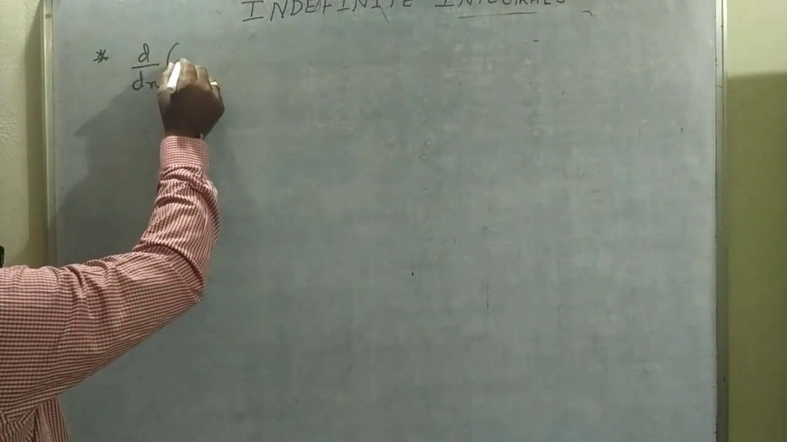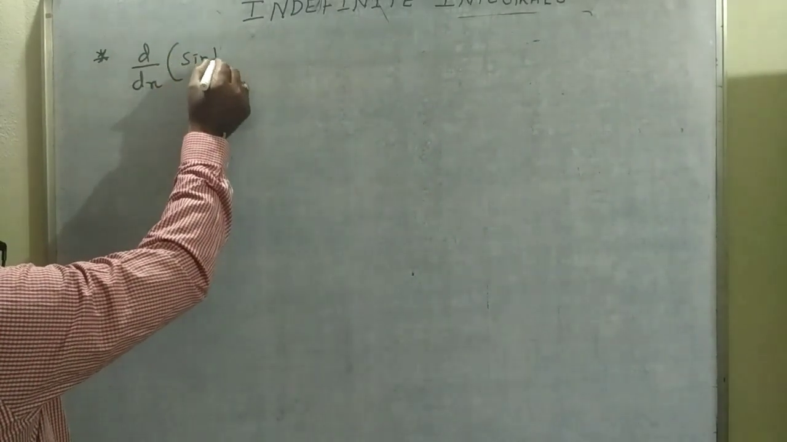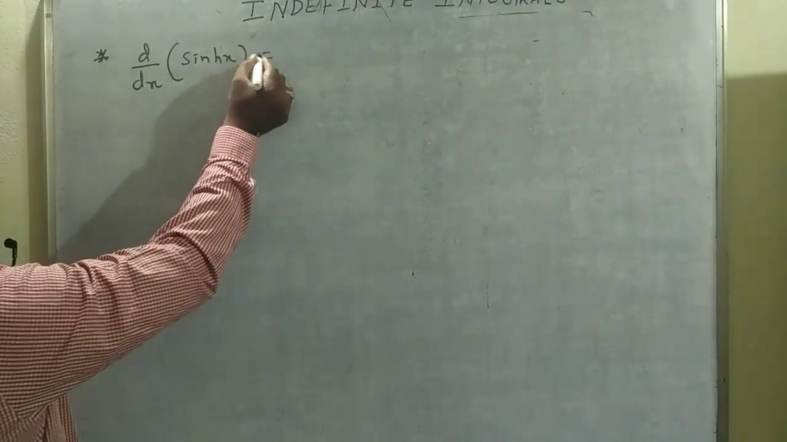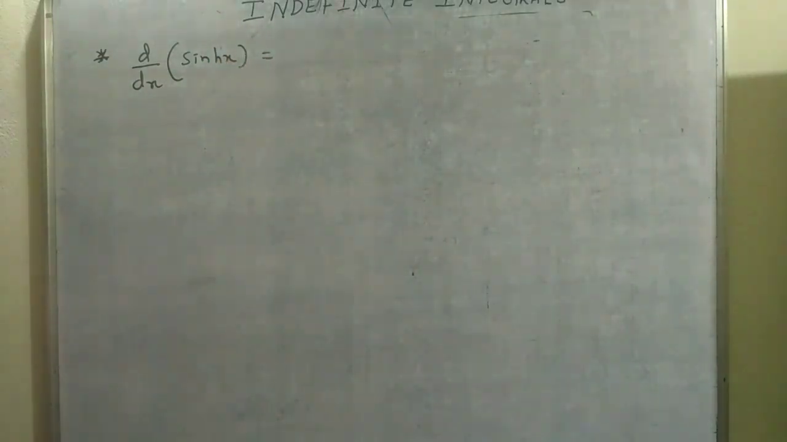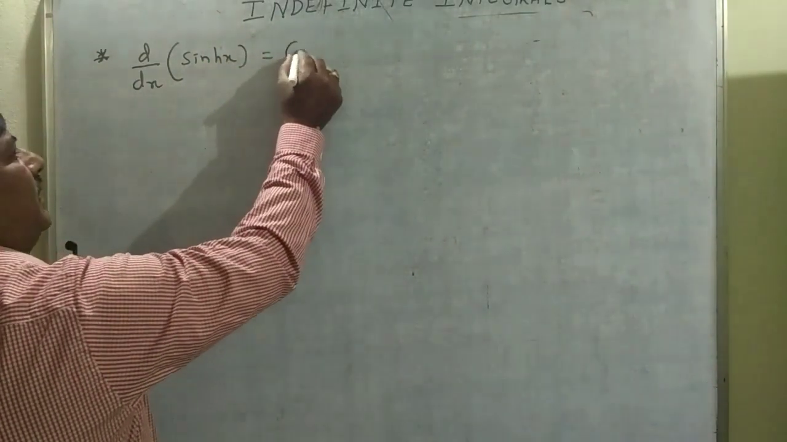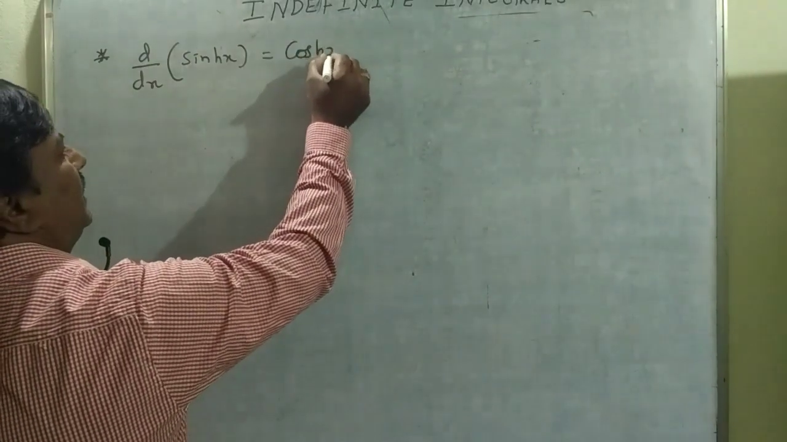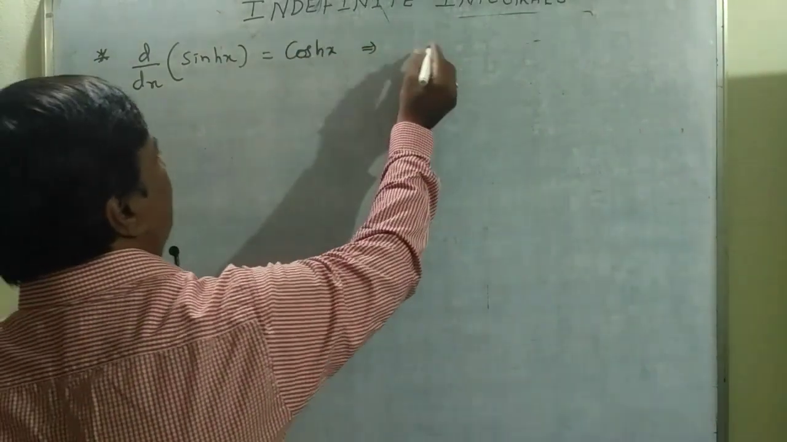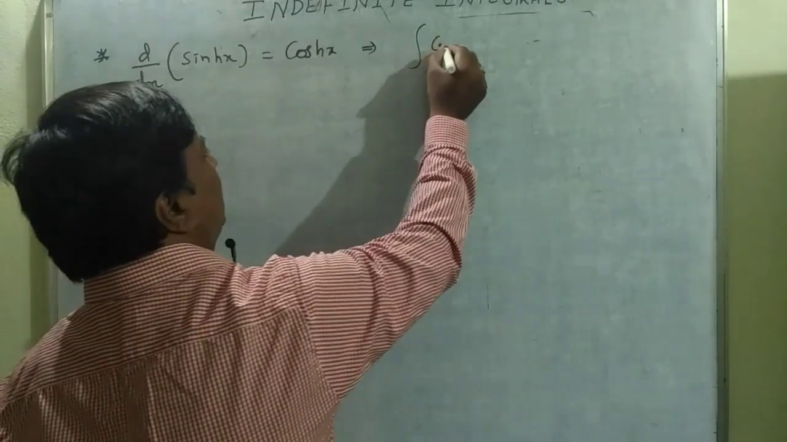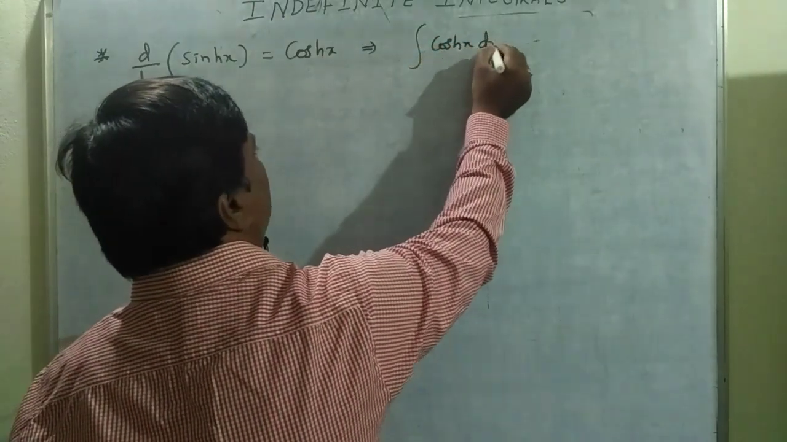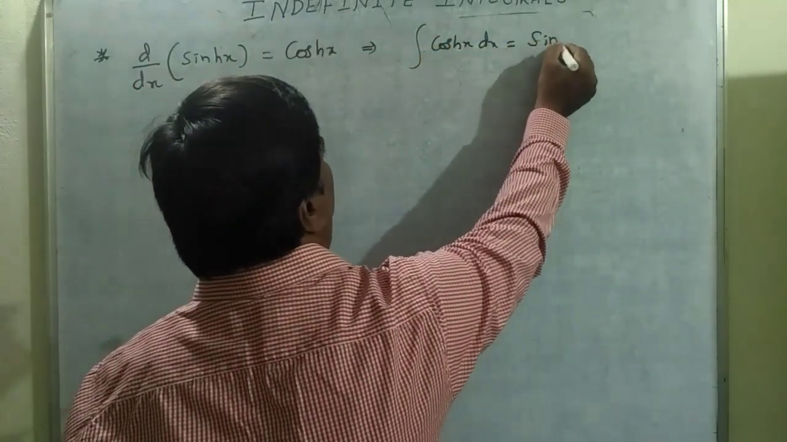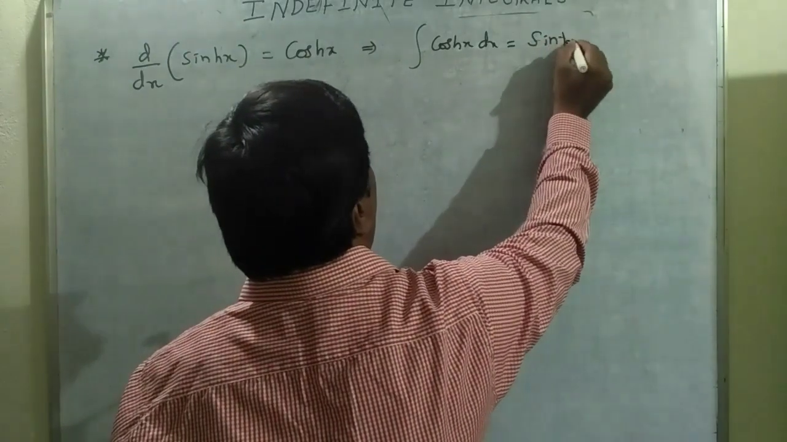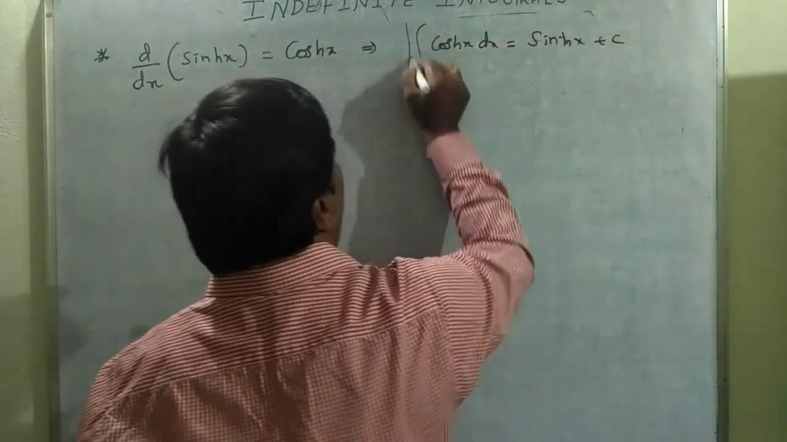Go for the discussion of the hyperbolic functions. The derivative of the hyperbolic function, first of all sine hx. We learned in the first year that the derivative of sine hx is cos hx. So the integration of cos hx dx is equal to sine hx plus c.